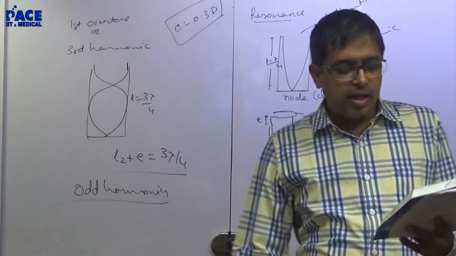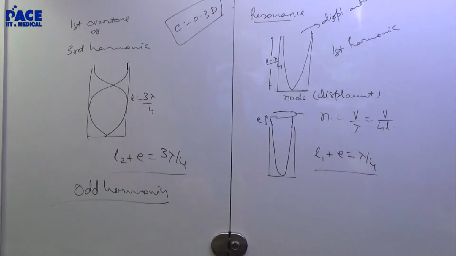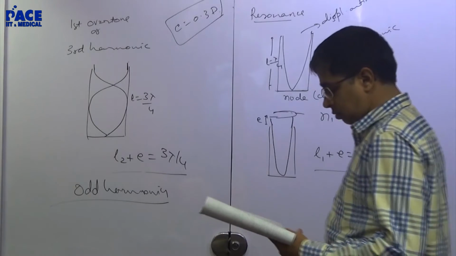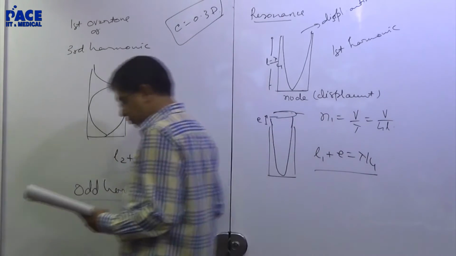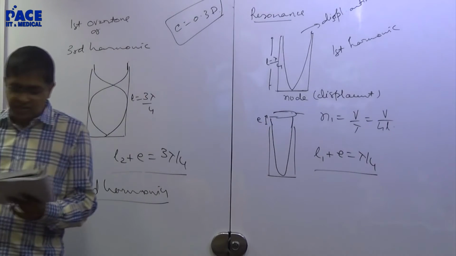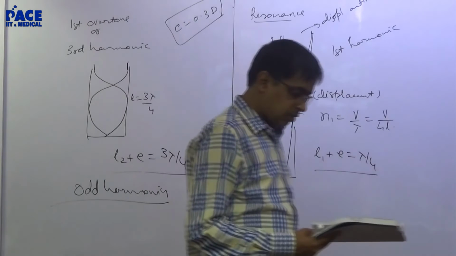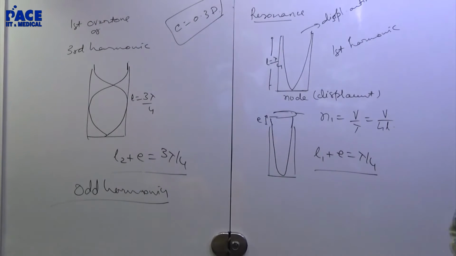Write down this question. In a resonance tube, the first and the second resonances are obtained at a depth of 22.7 centimeters and 70.2 centimeters.